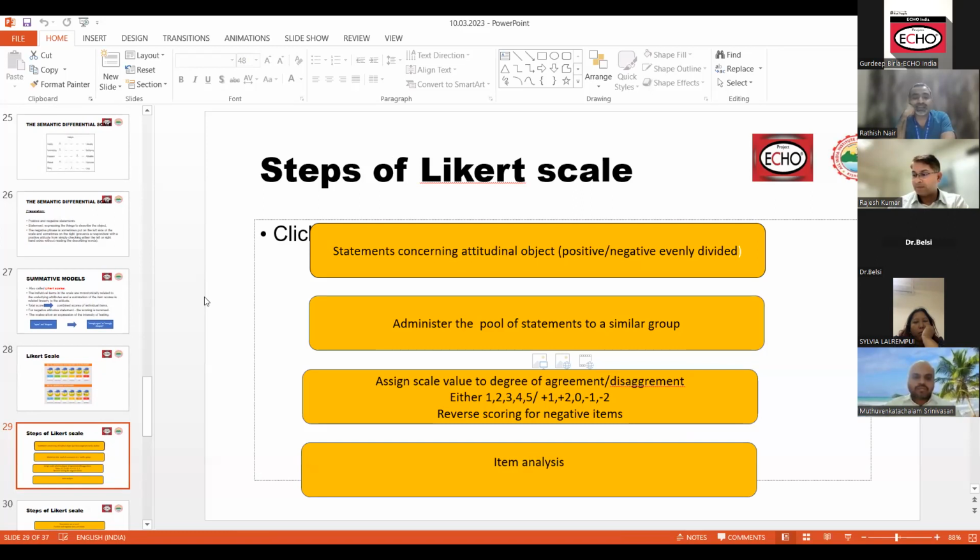But the steps of creating a Likert scale: the statements concerning the attitudinal object, positive or negative, are evenly divided.